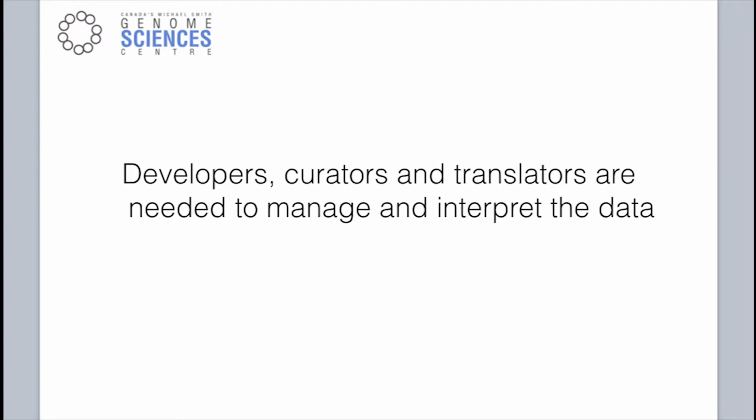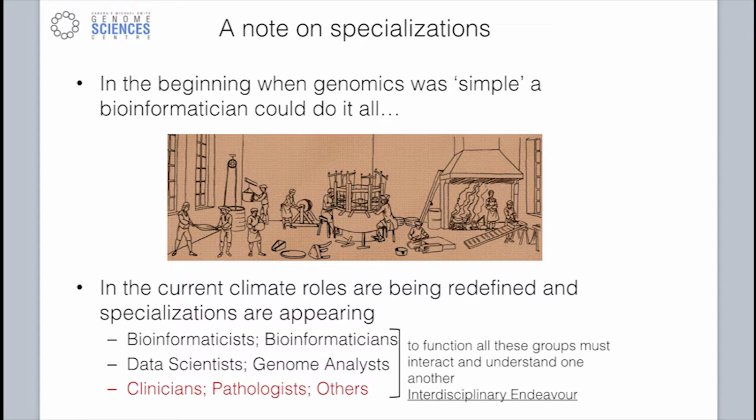So to do this, we need developers, curators, translators, all to manage and interpret this data. So that's broadly what bioinformaticians are or evolving to be. But just a note on the specializations: back in the day when genomics was relatively simple compared to what it is now, a bioinformatician was a broad catch-all for someone who could take a pipeline from start to finish through building the infrastructure to developing.